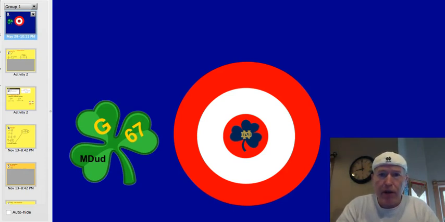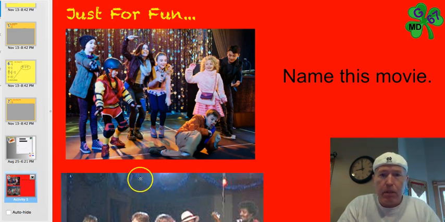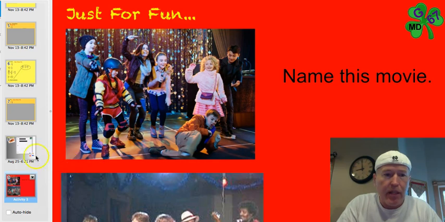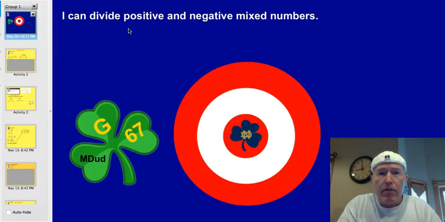Tonight we're going to be dividing positive and negative mixed numbers. Before we do that, let's start with our trivia question of the day. Name this movie right here. We'll be back with the answer to that at the end of instruction and a little history. Tonight, our target: I can divide positive and negative numbers.